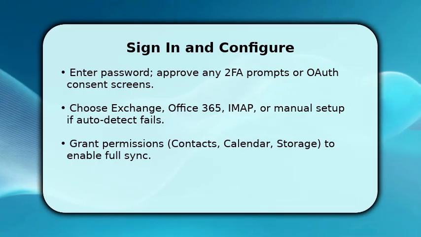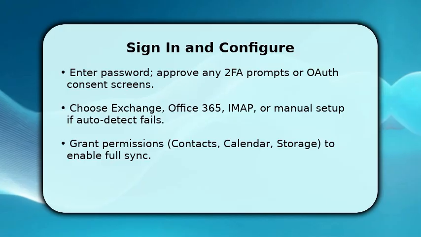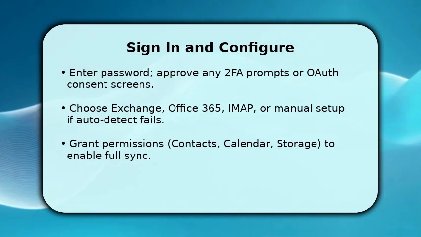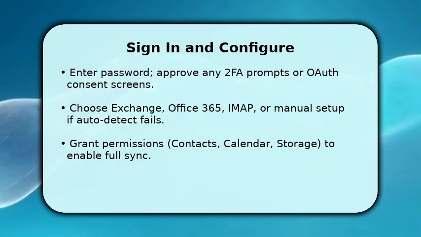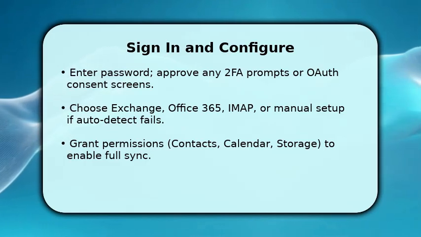If auto-detection works, the app selects Exchange or Office 365 settings for full sync. If not, choose Manual Setup and enter server, domain, and port details. IMAP uses different ports than Exchange. Make sure to enable permissions so messages, contacts, and calendars sync properly. Without permissions, some features won't appear.